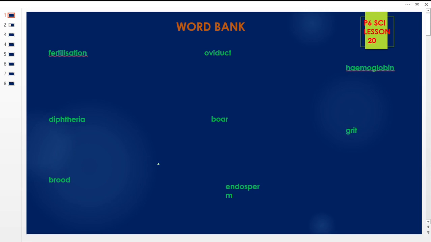So as usual, we start with our word bank. Here we have 8 words which are waiting for us to read them, spell them, and get simple meanings. Let us get started. Alright, word number 1, here we have fertilization. This is diphtheria, brood, bore, endosperm, oviduct, hemoglobin.